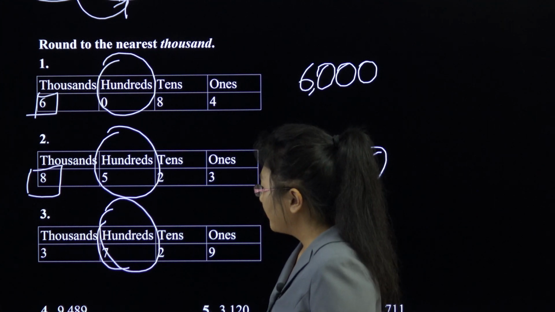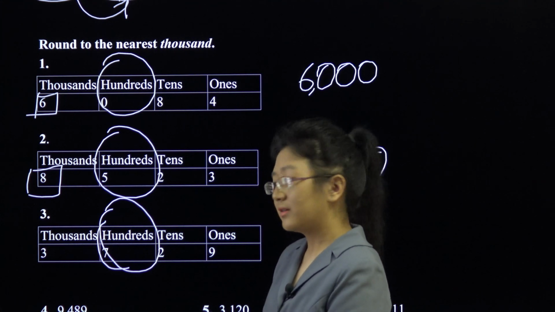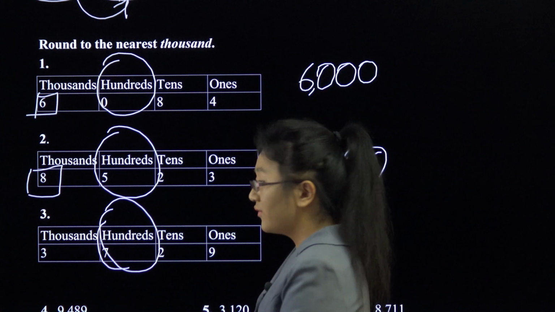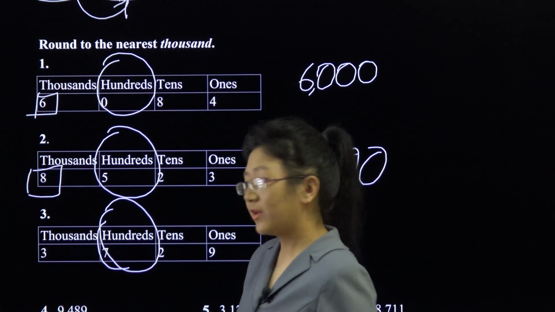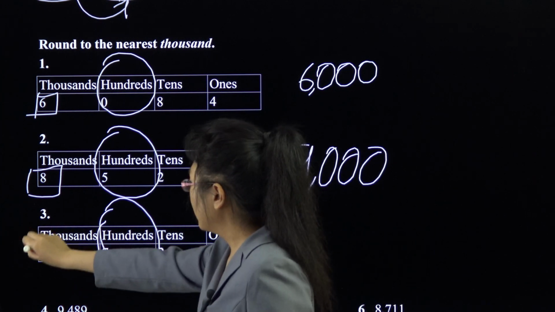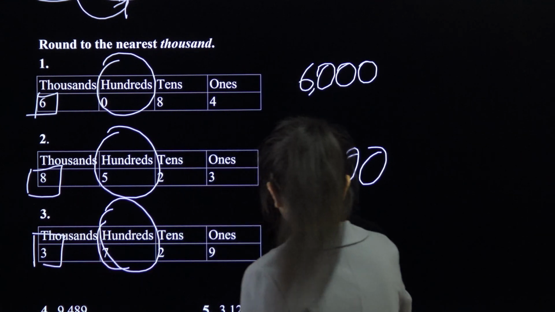For question number 3, the hundreds place is a 7. 7 is bigger than 5. We're going to round up, which means 3 plus 1, 4. 4,000.